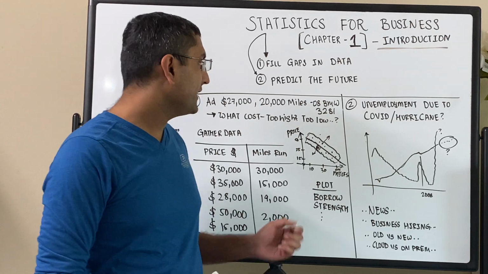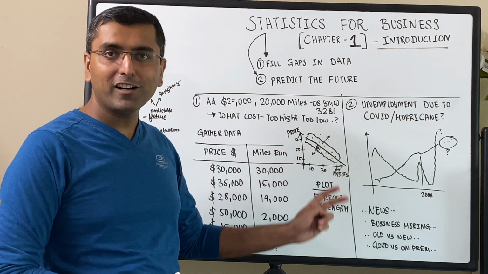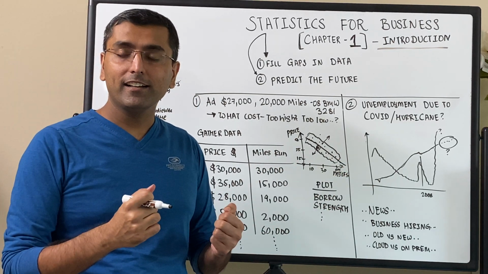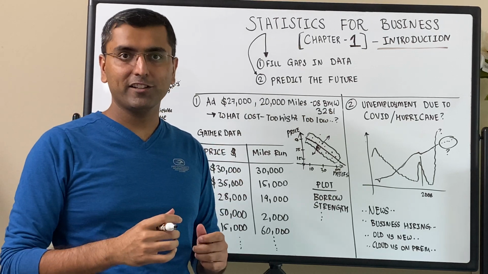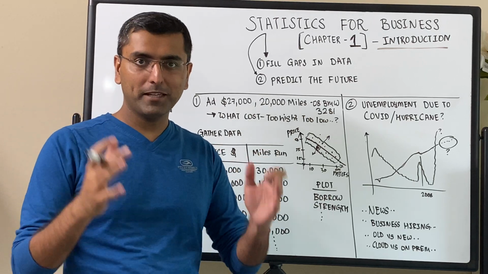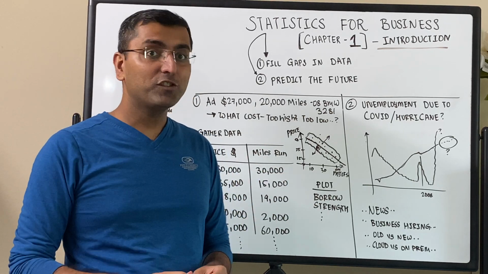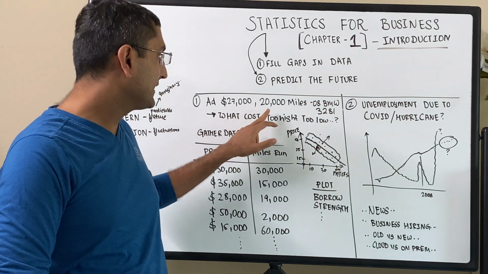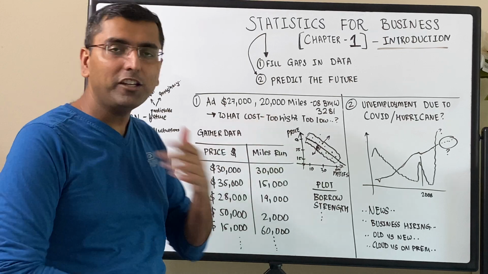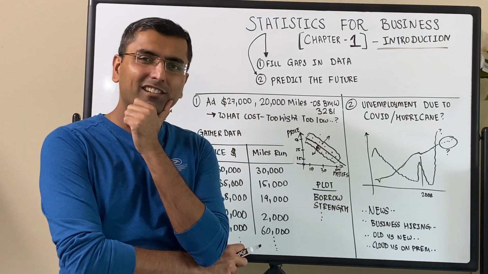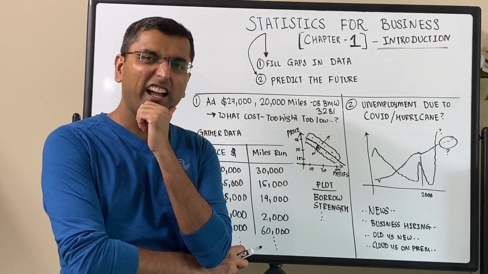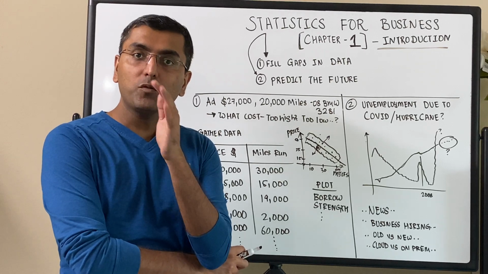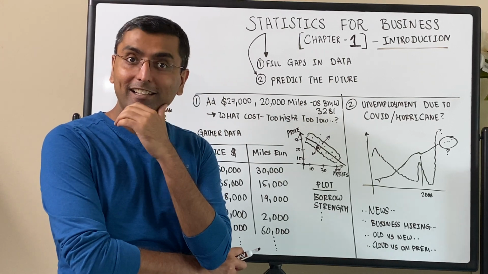In this video, we're going to take two examples and learn how we can use data to fill the gaps in understanding. Let's say you're trying to buy a BMW, a car, and you see an ad that says, hey, this is a $27,000 car. It has run for 20,000 miles. And you're trying to find out, hey, should I buy this car? Is the price too high or too low? That's where data comes in. That's where data analysis comes in.